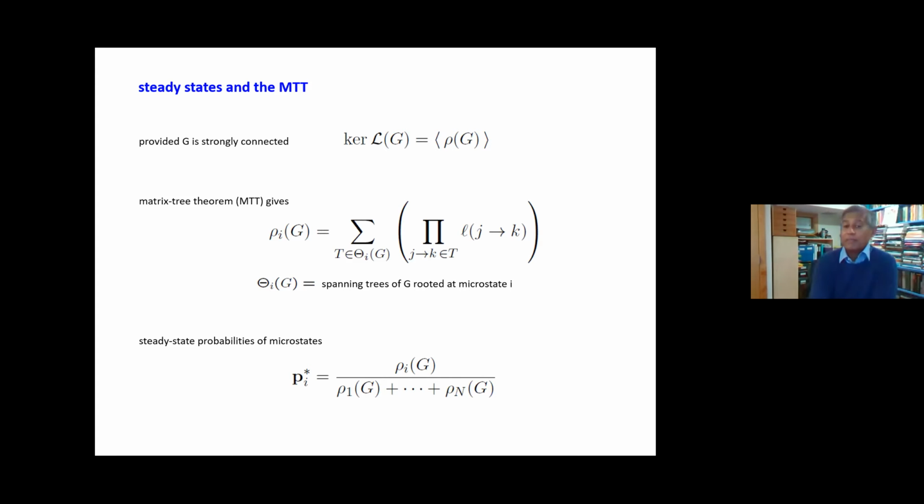And the way you do it is, well, what's a steady state? It's essentially where the derivative is 0, so it must be an element, a vector in the kernel of the Laplacian matrix. And it turns out that provided the graph is strongly connected, what does that mean? It means that if I take any two vertices, there is a directed path from one vertex to the other. And because I've chosen them arbitrarily, there must be a directed path from that vertex back. Okay, so that's strong connectivity of a directed graph.